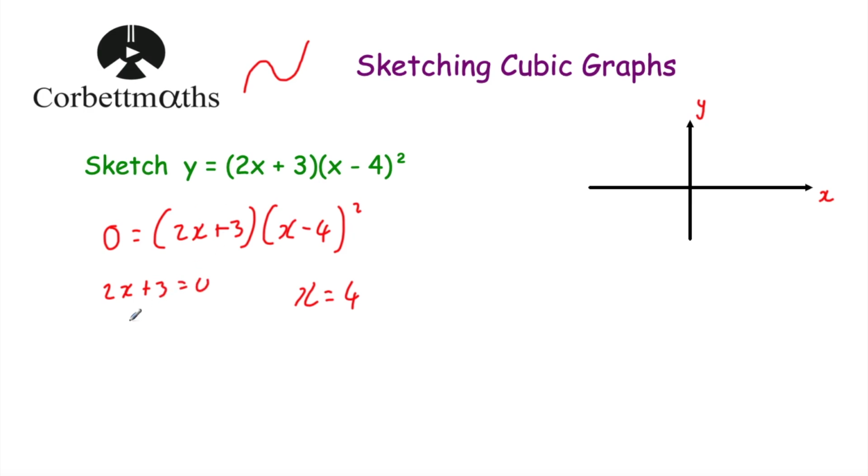So when's the bracket equal to 0? I'm going to take away 3 from both sides to get 2x equals negative 3. Then I'm going to divide by 2 to get x equals minus 3 over 2, or you could write x equals minus 1.5, whichever one you prefer.